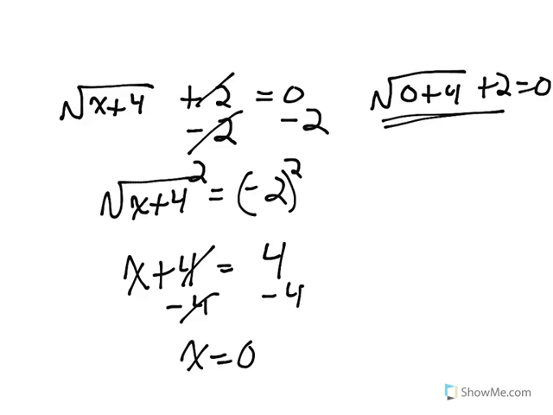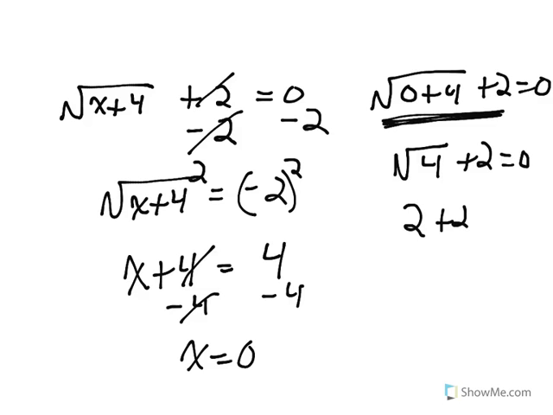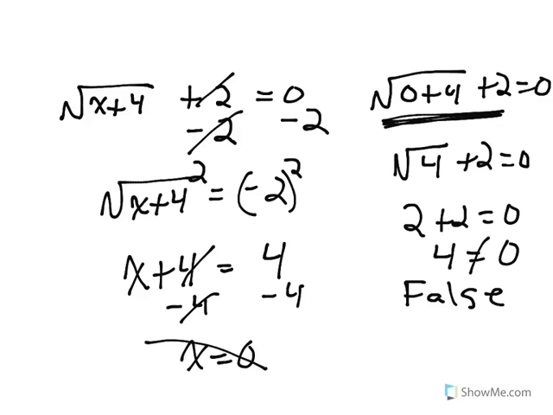So again, we're going to solve the left side of the equal sign to see if it equals 0. Square root of 0 plus 4 is square root of 4. Square root of 4 is 2. 2 plus 2 is 4, and 4 does not equal 0. That is a false statement. Therefore, x cannot equal 0, and there is no solution.